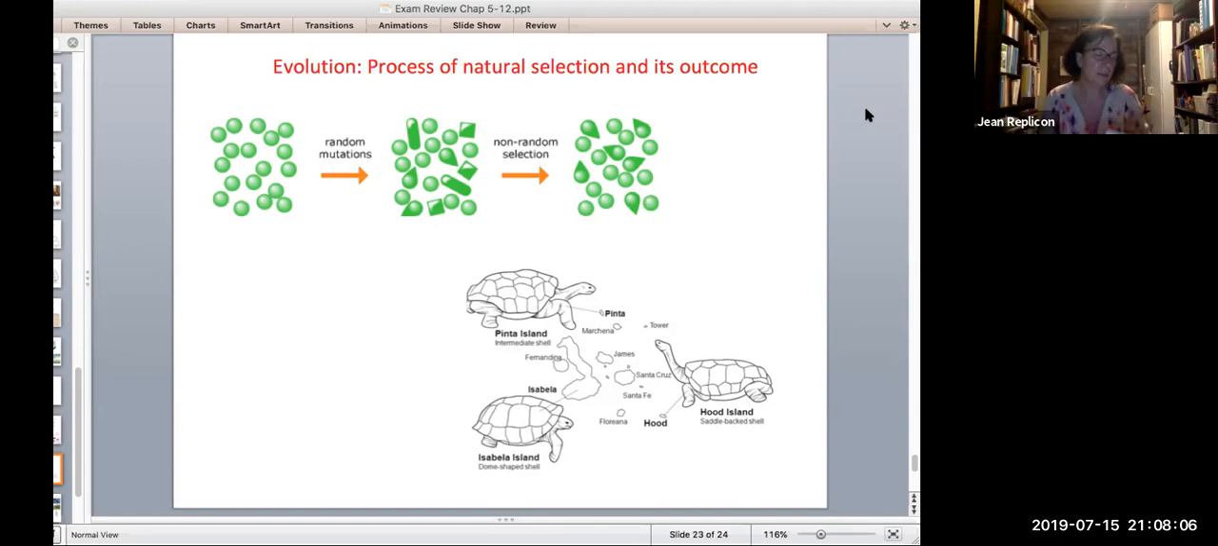So the underlying causes, it's a good time to ask for the question. Thank you, Diana. It is the random mutations, and then descent with modification. So the random mutation is in the genes. Descent with modification talks about how they are then passed onto their offspring and their offspring.